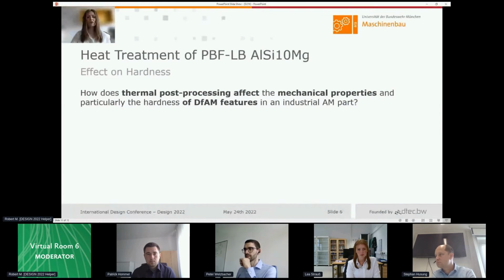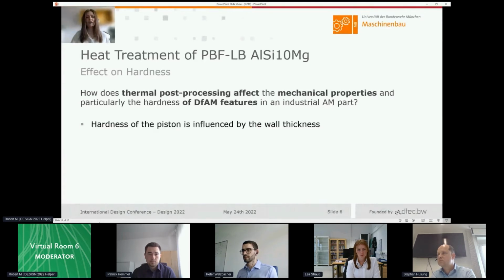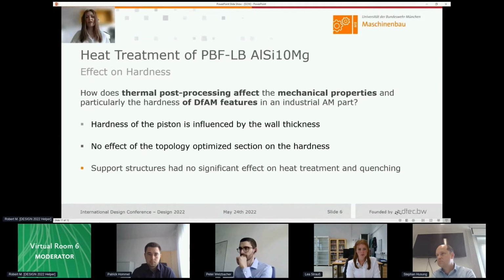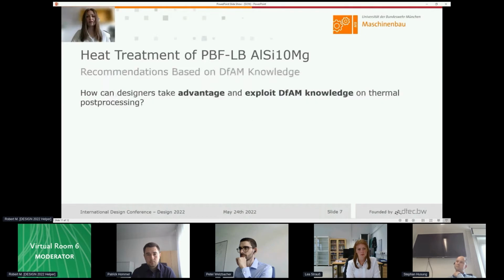Overall, to answer the first research question, the T6-like heat treatment reached good, yet not optimal homogeneity, reflected as a gradient in the hardness profile across the tested surfaces. First, an influence of the wall thickness on the resulting hardness was detected. Second, the topologically optimized section showed no effect on hardness, as similar values were measured. Also, the support structures led to no negative effect on hardness, as heat treatment and quenching were able to be performed homogeneously. Then, the inner lattice structure also showed promising results, as a homogeneity in hardness was detected.